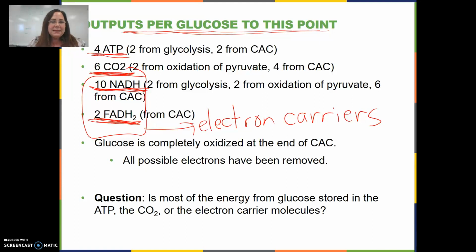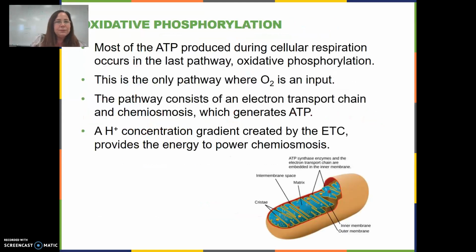The question at the bottom says, is most of the energy from glucose stored in the ATP, the carbon dioxide, or the electron carrier molecules? And the answer is most of the energy from glucose is stored in the electron carrier molecules because they're going to go on and produce, if you notice at this point in time, we've only produced 4 ATP molecules out of 36. We've still got 32 ATP left, and they're going to be produced in the last step by the electron carrier molecules, the NADH and the FADH2.